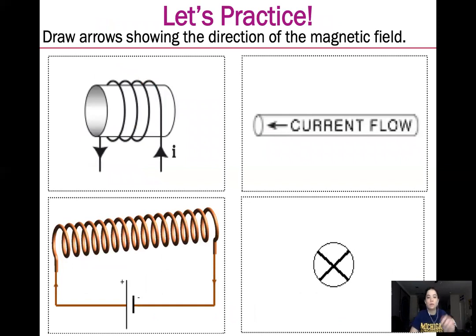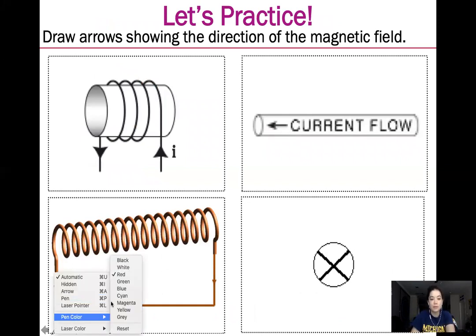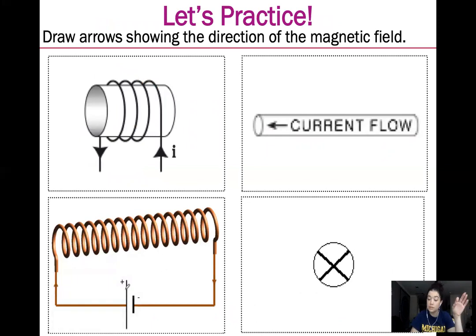All right, so we are going to do a little practice. You have these examples in your notes, so feel free to follow along in that note section or in your own notebook. We're going to draw arrows showing the direction of the magnetic field. So this first example, is this a solenoid or a straight wire? Well, it's a solenoid, right? I've got wire wrapped around.